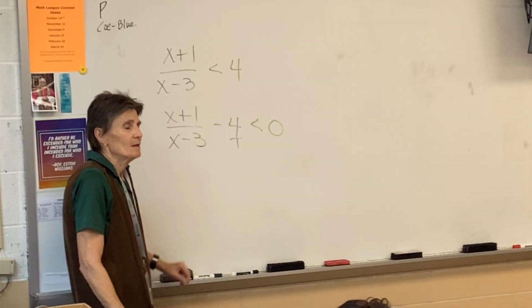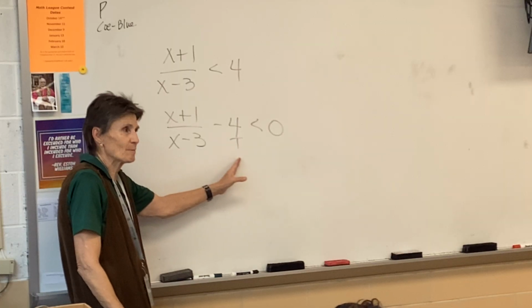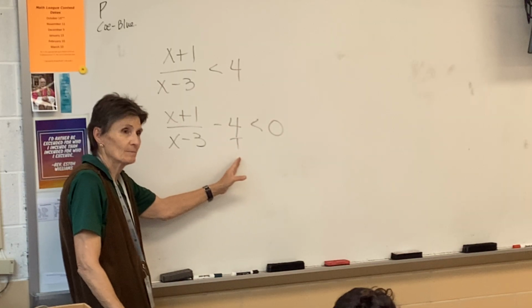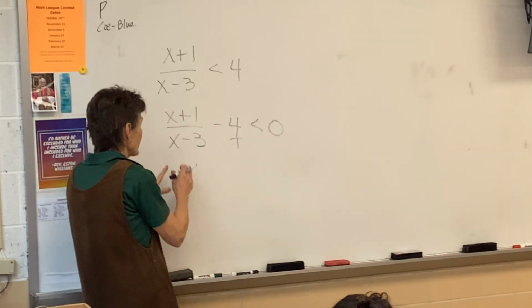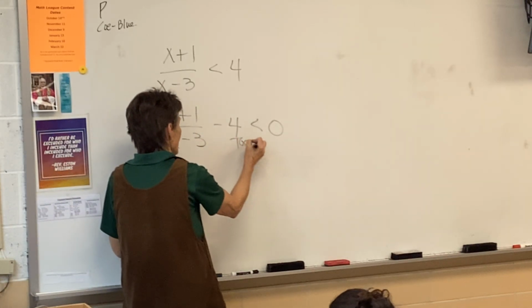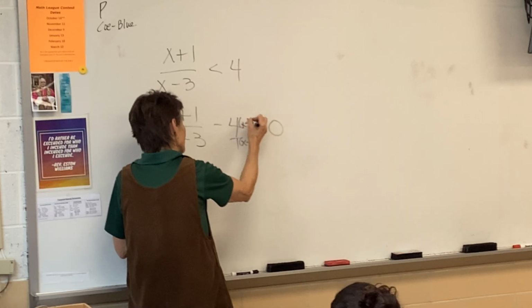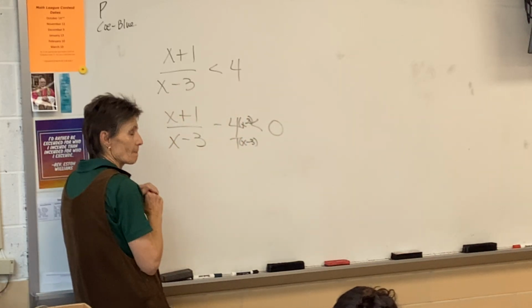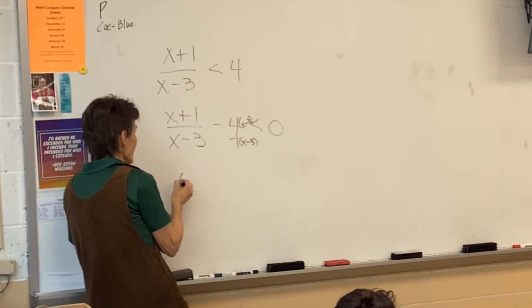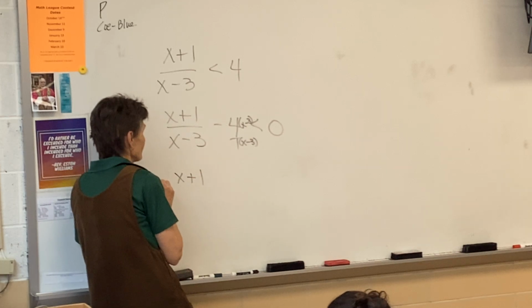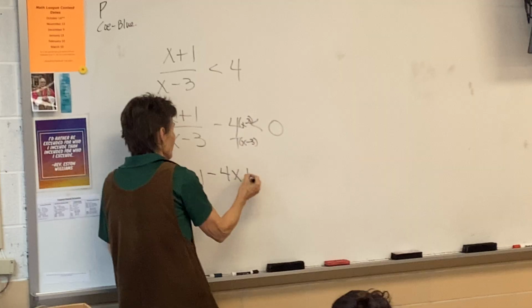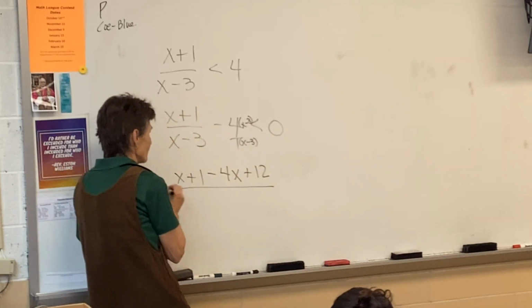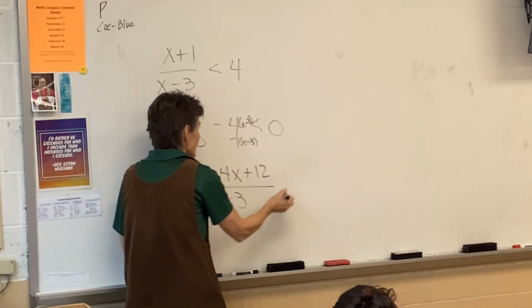Now, I have 2 fractions being subtracted. Got to get a common denominator. So the common denominator is just going to be x minus 3. So I have x plus 1 minus 4x plus 12 all over x minus 3.